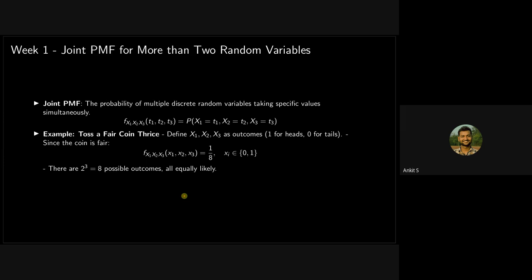These are some examples. You can toss a fair coin thrice and represent the random variables x1, x2, x3 with the outcomes of the three coins, and it will represent the case of more than two random variables.